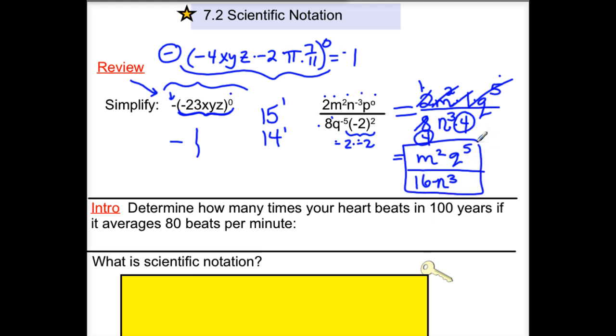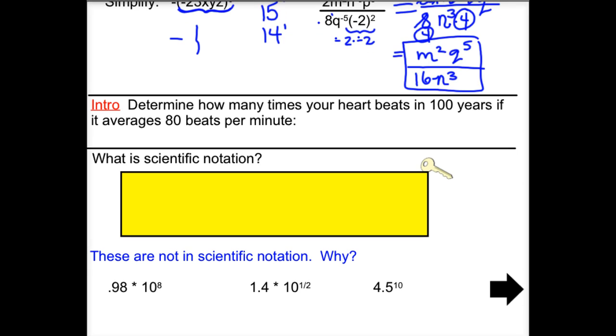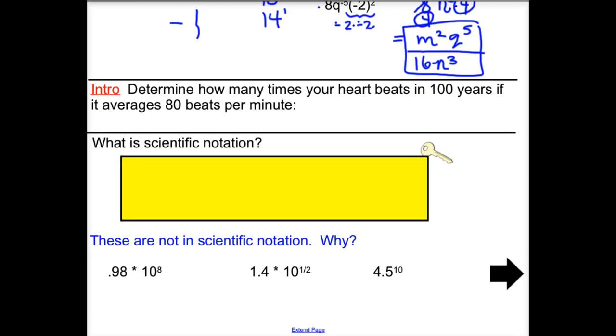All right, so next up, we're not going to do that intro right there because I don't have my calculator out. We're going to talk about scientific notation. Scientific notation formally looks like this. It's some number times 10 to a power.